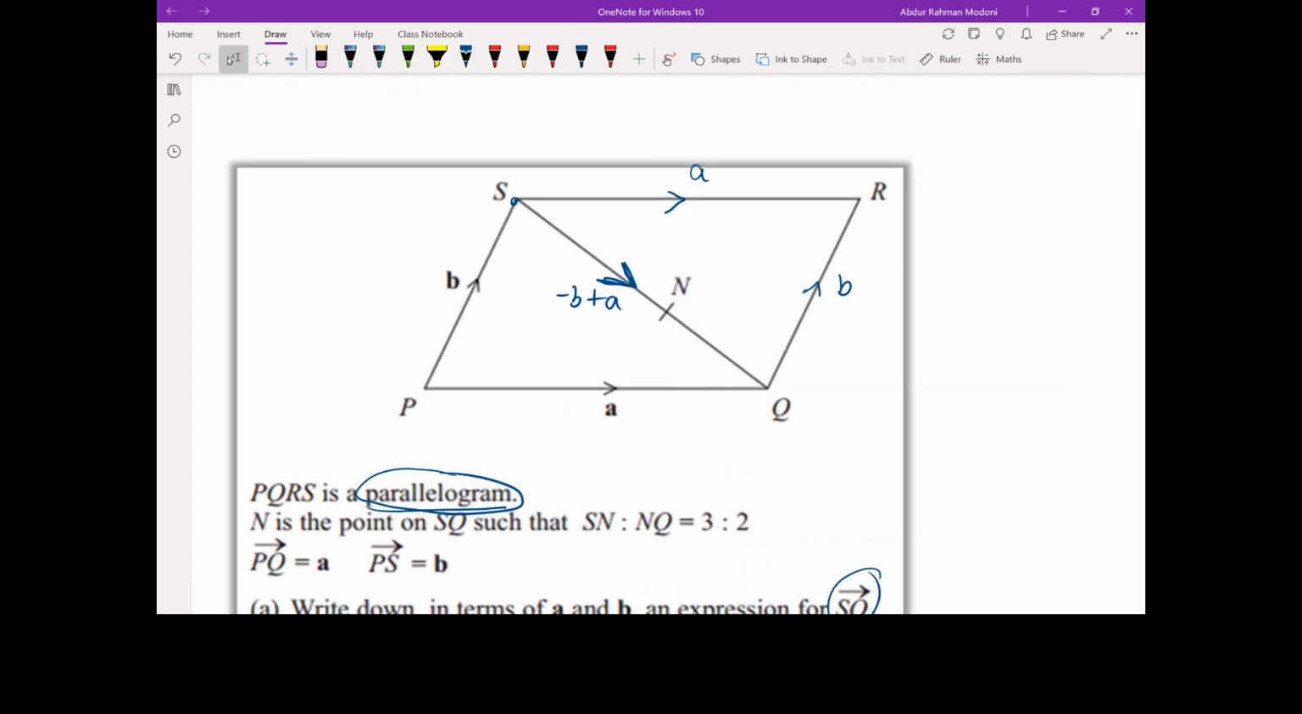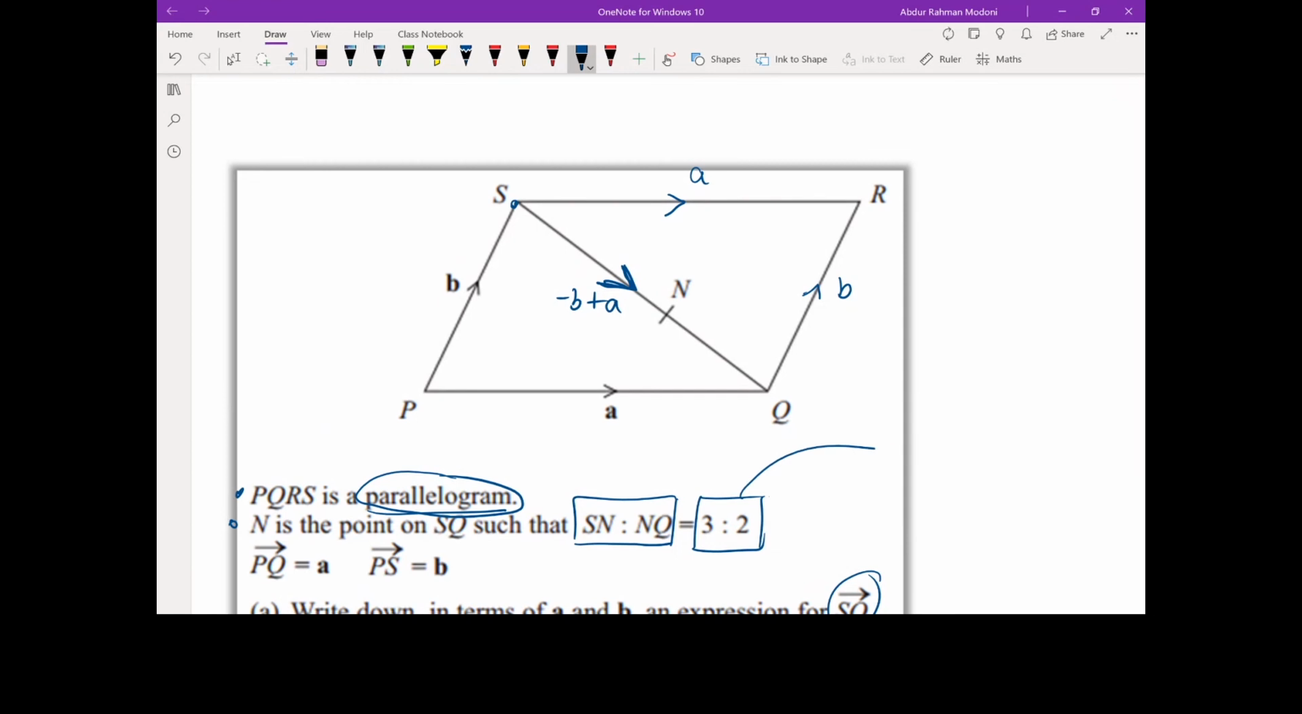And if our diagram is complete, we can go and tackle all the questions. So here's the new part of the learning, introducing ratios. Look at this second line. So we've done the parallelogram. N is a point on SQ such that the ratio SN to NQ is 3 to 2. So when you get a ratio, what I'd like you to do is take that ratio first and understand how that can be written as a fraction. So what can we say SN to NQ is as a fraction?